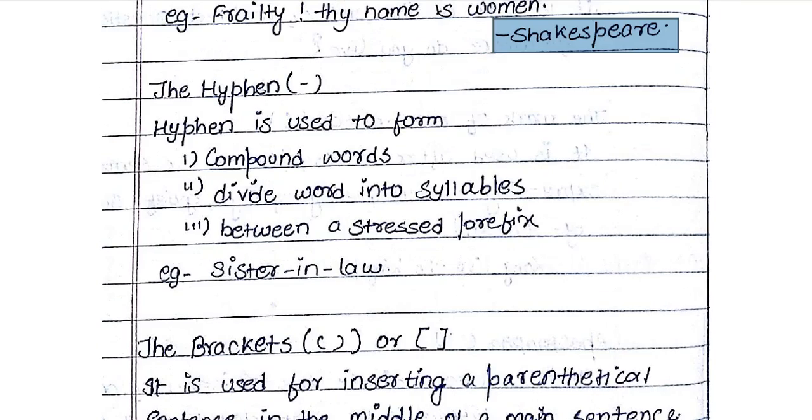Okay. Then there is a hyphen. Hyphen is used to form, first of all, compound words, like sister-in-law. Here is the example: sister-in-law, brother-in-law. That's a compound word. Compound word means combination of one or more words that denotes a single word. For example, in this case, sister-in-law is three different words that denotes a single meaning. Next, it is also used to divide words and to join a prefix. Okay.